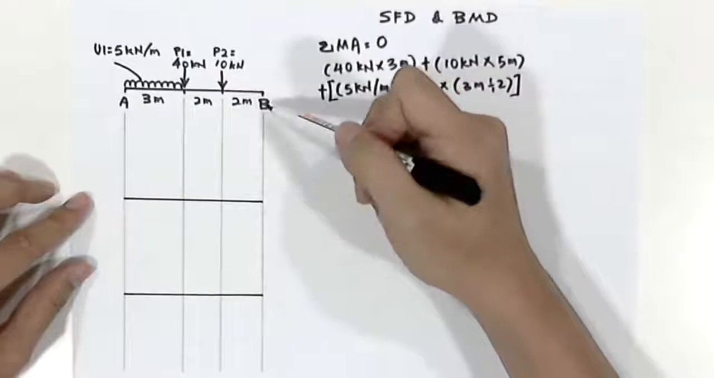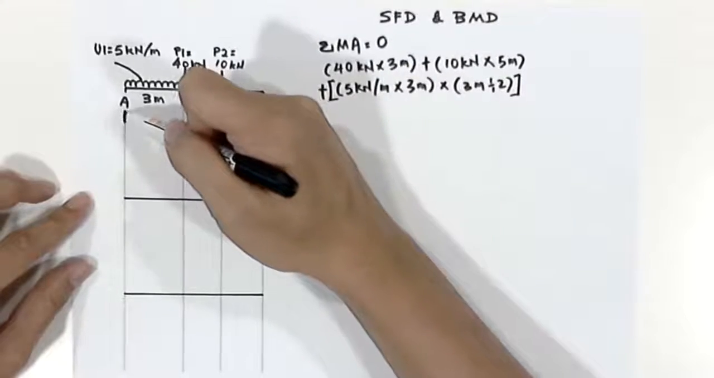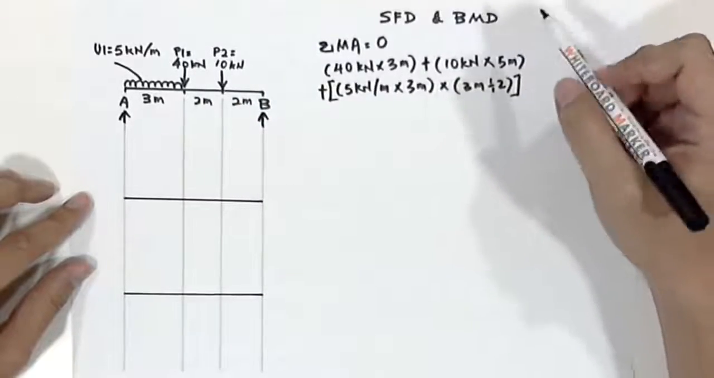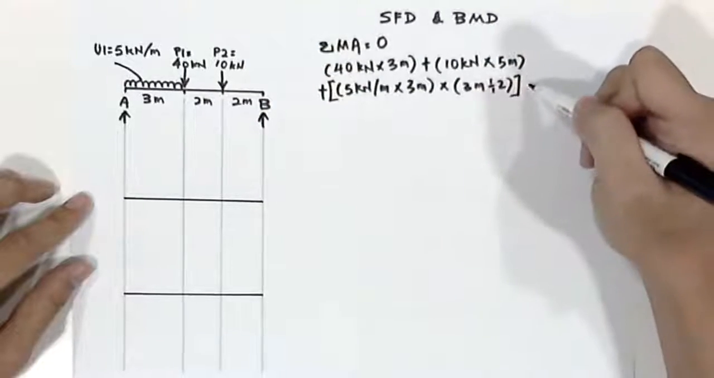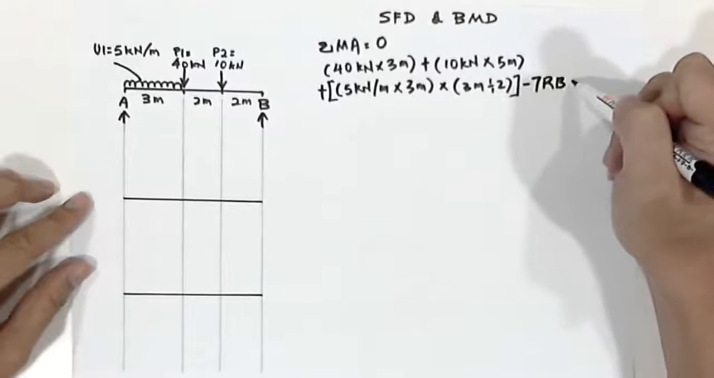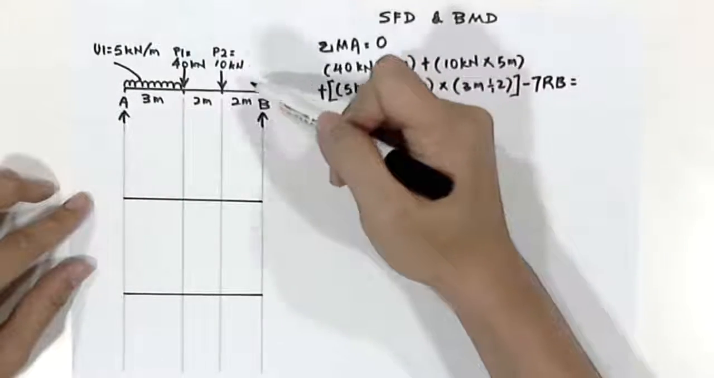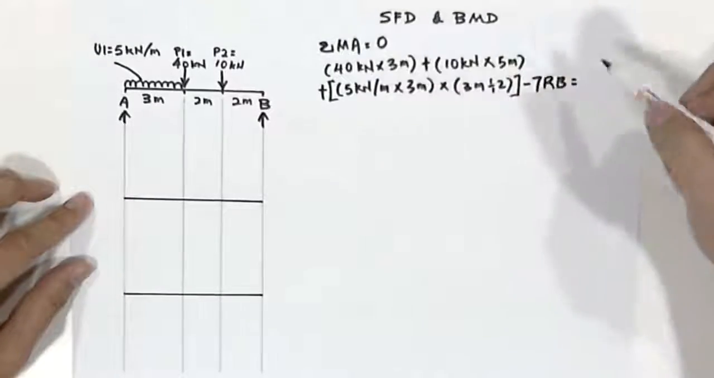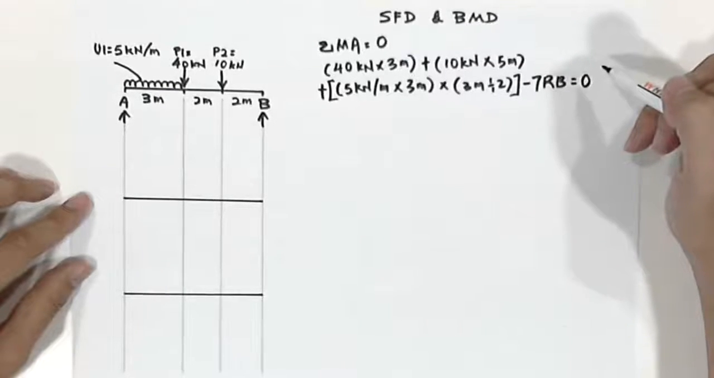And the last one will be the reaction force, RB. So we know that to counter all the load, we'll have RA and RB. RB will be an anti-clockwise force, therefore it is a negative force. Again, we have to times with 7 meter, which is the distance from point A. Again, following the formula, the whole equation will equal to 0.